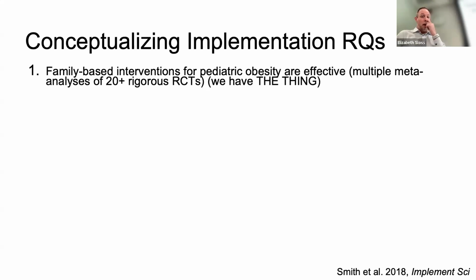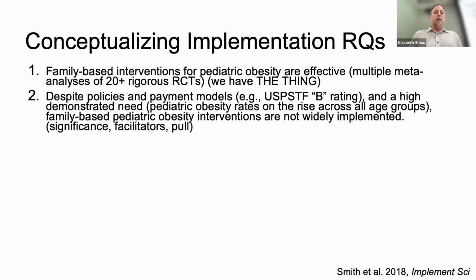So this was the premise, or the context: family-based interventions for pediatric obesity are effective. There are many programs across the board. There's a USPSTF task force. There are multiple systematic reviews and meta-analyses that say FBIs, or family-based interventions, are effective at reducing pediatric obesity risk. So that's the thing. Okay, we know what that is.